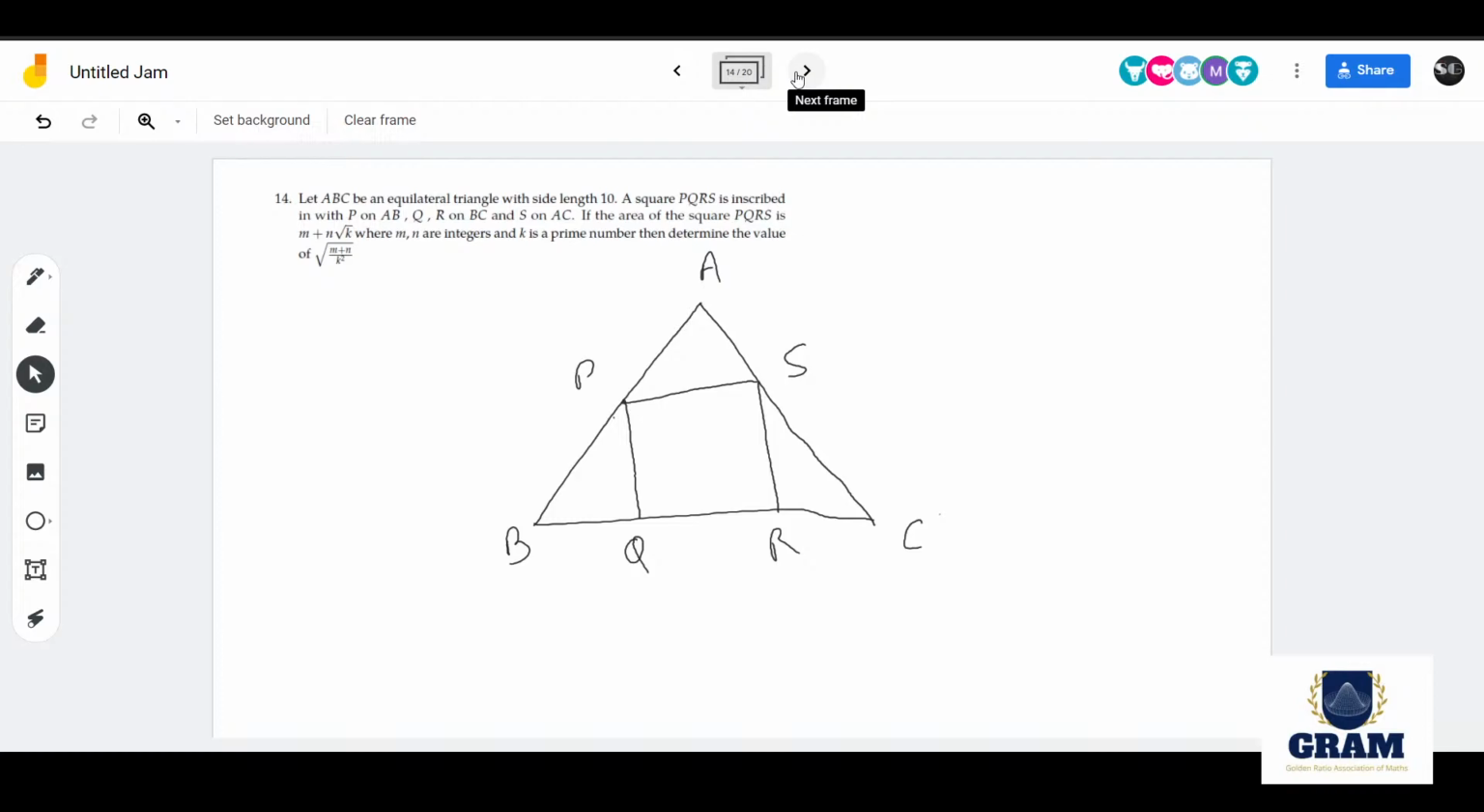So let's do this. Let the side of the square be A. Here BQ will be equal to RC, which will be, sorry, 5 minus A by 2, and here also 5 minus A by 2. Can we apply similarity or what? What should we do now?